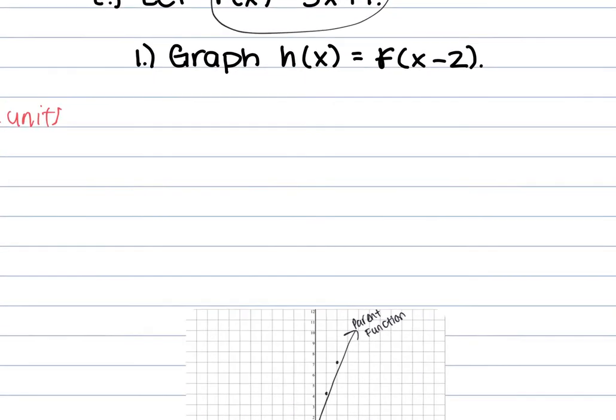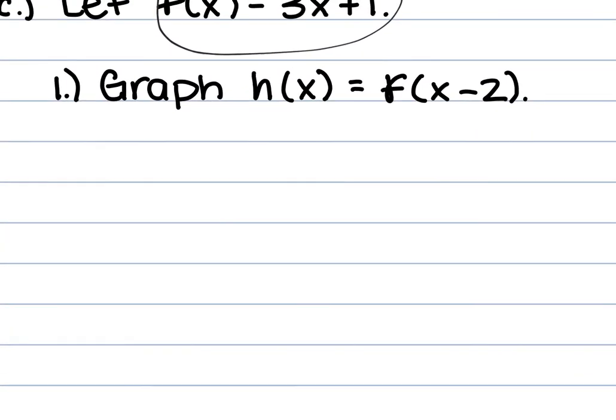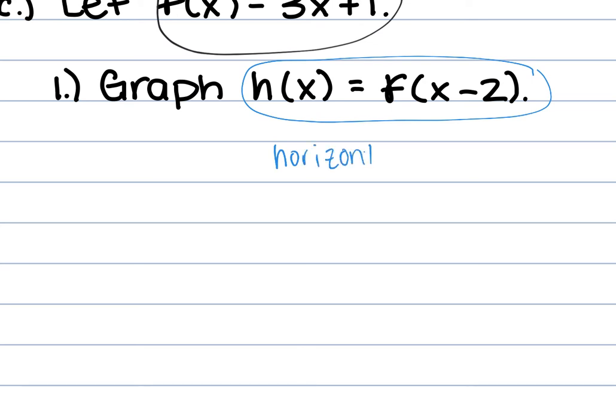What kind of shift do I do when h of x equals f of x minus 2? What kind of shift do I do for the second one? Diana? Horizontal. How did you know? Because I saw parentheses and I figured it's horizontal. Very good. The minus 2 is inside the parentheses.